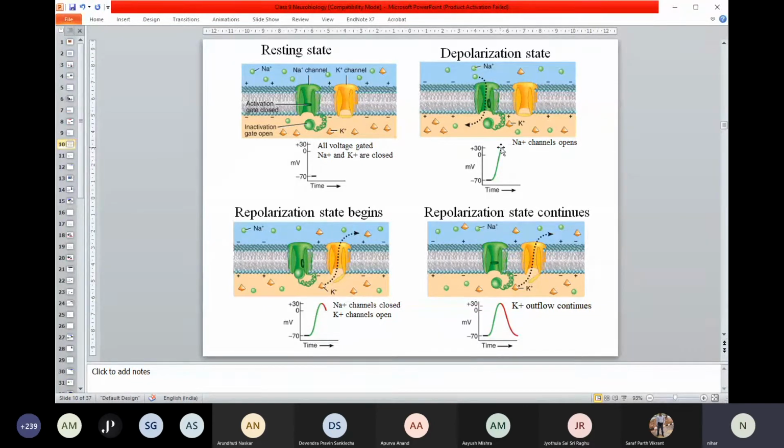So it reached a sudden peak, say plus 35 millivolt, plus 30 millivolt. At that stage, the voltage gated sodium channel just closed, so no more sodium ion is entering. So the peak stops here, and that is the voltage, say around plus 30, plus 35 millivolt. That is the voltage, the threshold potential to activate the voltage gated potassium ion channel.